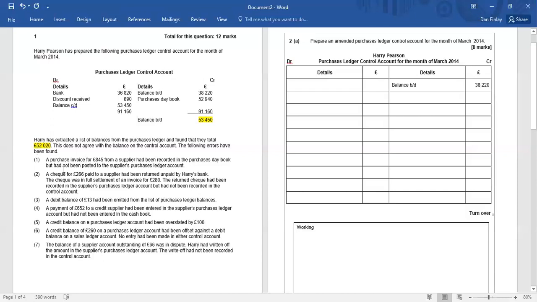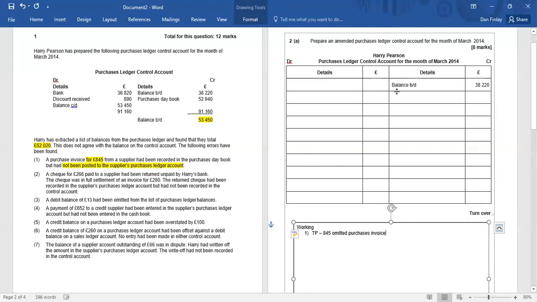So on number 1, a purchase invoice for £845 from a supplier has been recorded in the purchase journal, but has not been posted in the supplier's ledger accounts. So 845 has not been posted in the ledger accounts. So that means it's this number that needs to change. So it's already been put in the purchases day book, so that number is fine. So number 1 doesn't go in my control account. I'm going to fix number 1 in the trade payables accounts, take away 845 because we've omitted the purchase invoice. So that's going to be useful for part B.